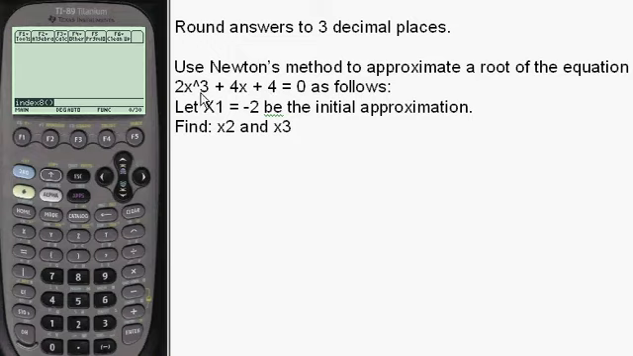They'll give you 2x cubed plus 4x equals minus 4, okay? Well, then you need to be hip enough to take the minus 4 and move it to the other side here. Change the signs, of course. And then they give you the x1 value, minus 2, and they want you to find the x2 and the x3 values.